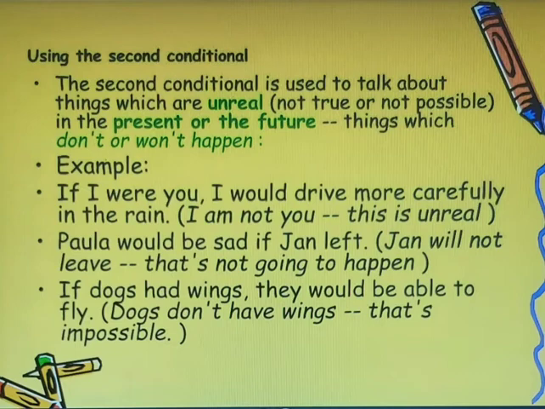For example, if I were you, I would drive more carefully in the rain. I am not you. This is unreal. Paula would be sad if Jen left. Jen will not leave. That's not going to happen. If dogs had wings, they would be able to fly. Dogs don't have wings. That's impossible.